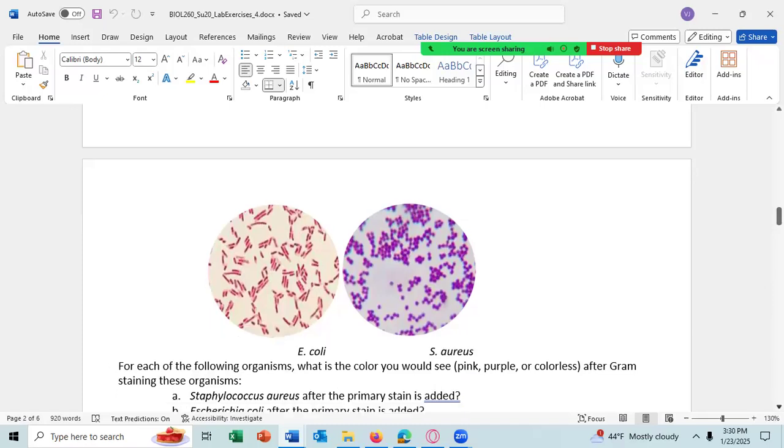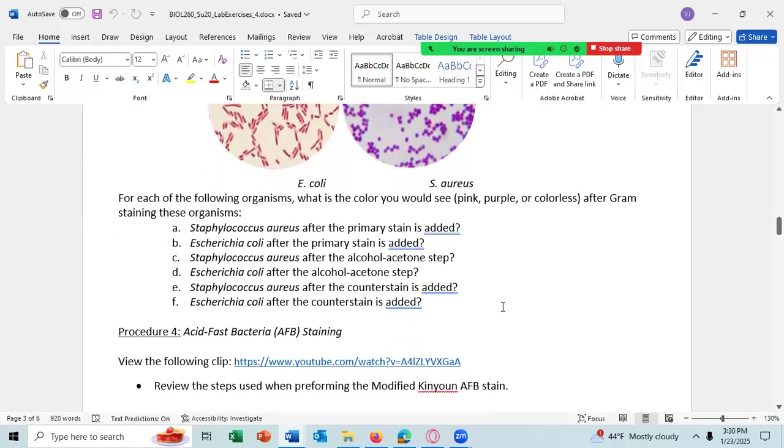And then after that table, answer these questions. So this is procedure 3A. Staphylococcus aureus, after the primary stain is added, is what color? Pink, purple, or colorless? E. coli, after the primary stain is added, is what color?